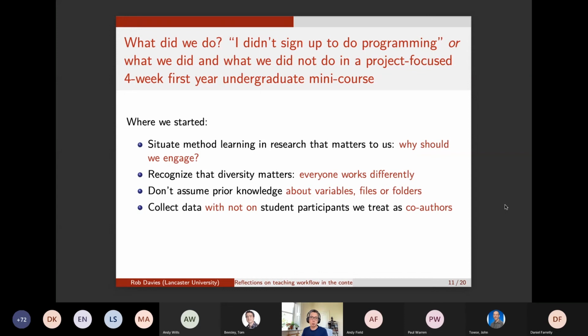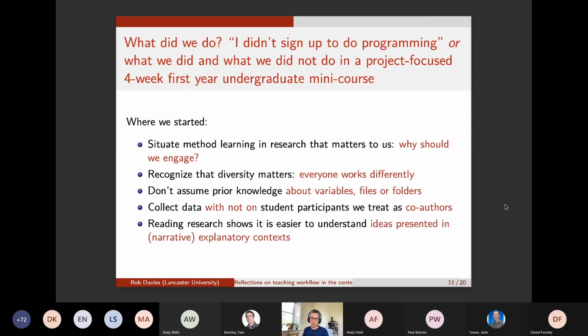I also thought it would be important, and this is something I've thought about more, that we collect data with, not on, student participants, and we try to treat them, if we can, as co-authors, as collaborators. And because of my involvement in research on reading and reading comprehension, I was also aware, as I started this work, that it's easier to understand ideas presented in narrative text, or explanatory context. So this involves basically saying, these things happen because of this, we're doing this because of that. So always the because, always the causality, always providing causal links in justifying or motivating the reason for doing things and for the steps that we're teaching.